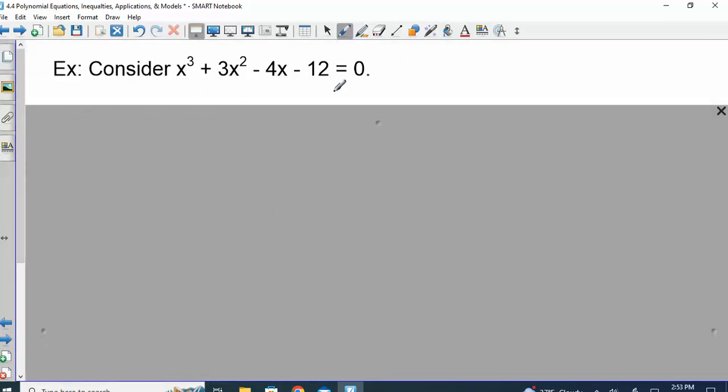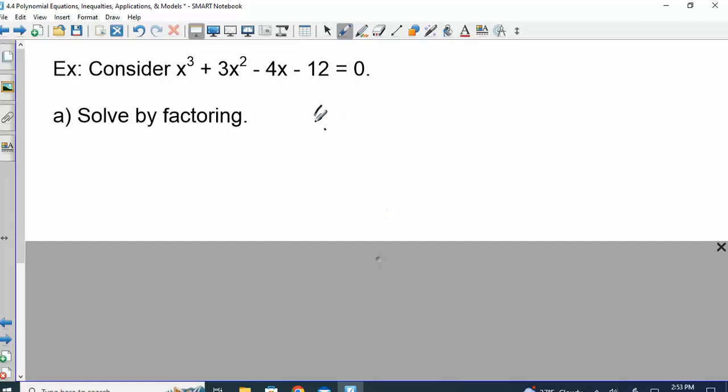If I wanted to solve this one, I could do the P's and Q's and do all of that. But how else could I solve this? Grouping. We put the first two together. Remember with grouping, you can't put it after a subtraction, so I'm going to write this as plus and then a negative 4x minus 12.